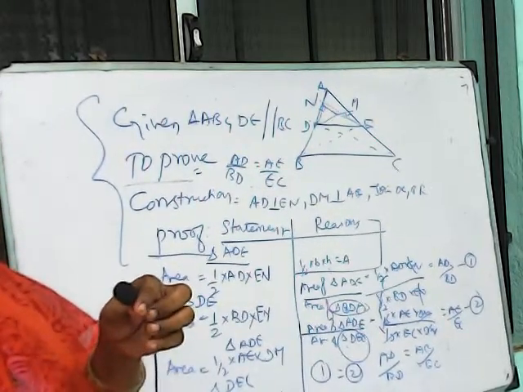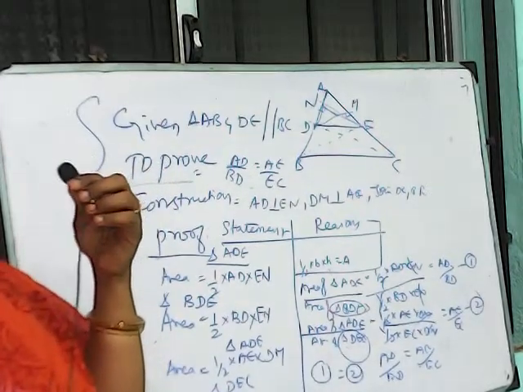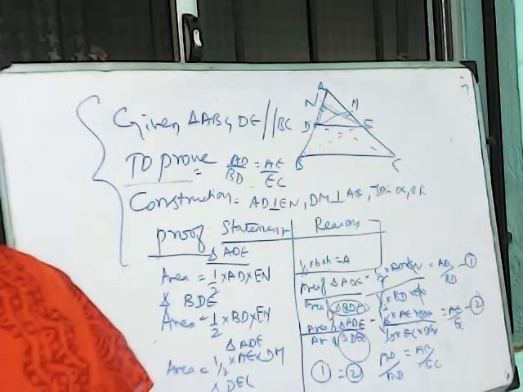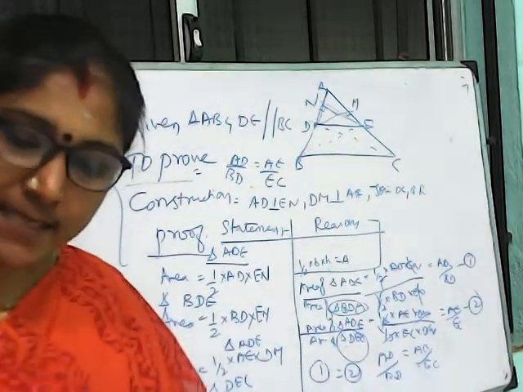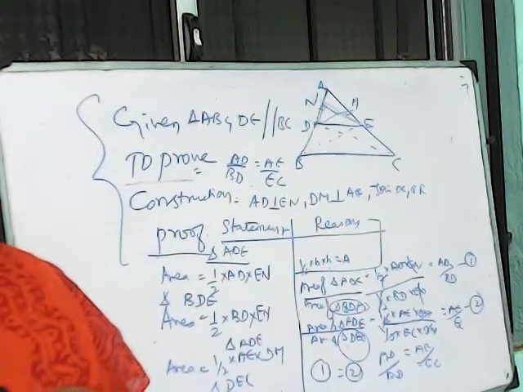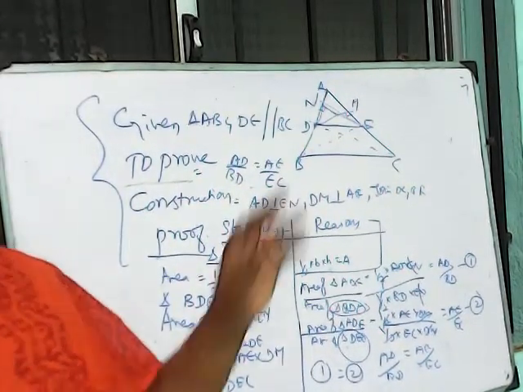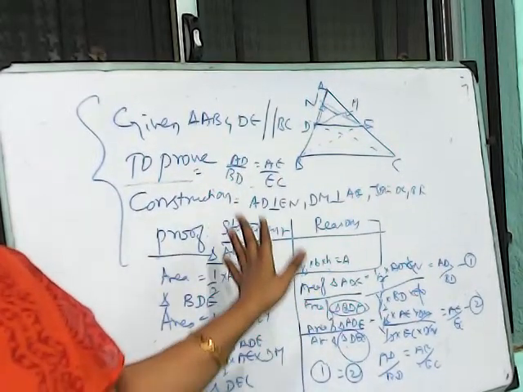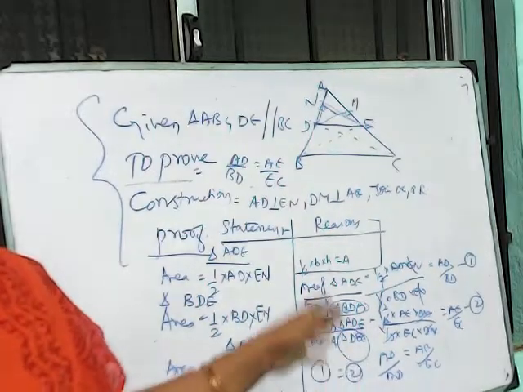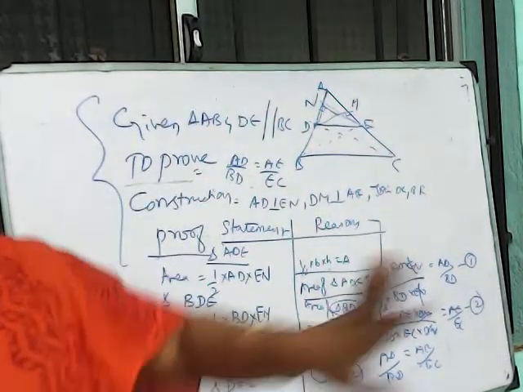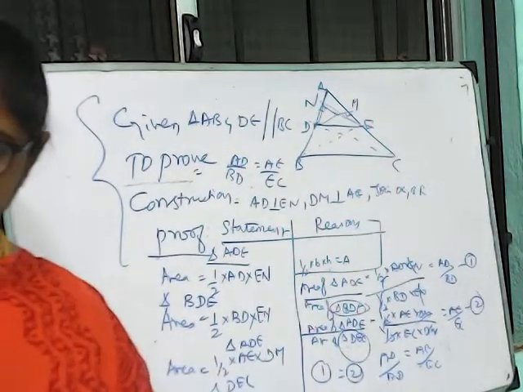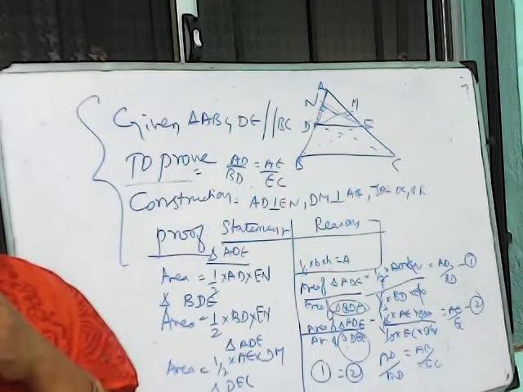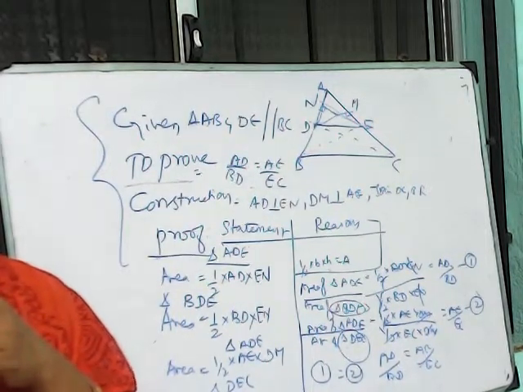Next theorem, tangent chord theorem, that is 10.1. Before going to the theorem, I will just say you will get problems straight: either you will be asked to prove the theorem or you will be asked to prove sums based on these theorems. Okay, I'll just say the 10.1 theorem. Tangent at any point on a circle is perpendicular to the radius through the point of contact.